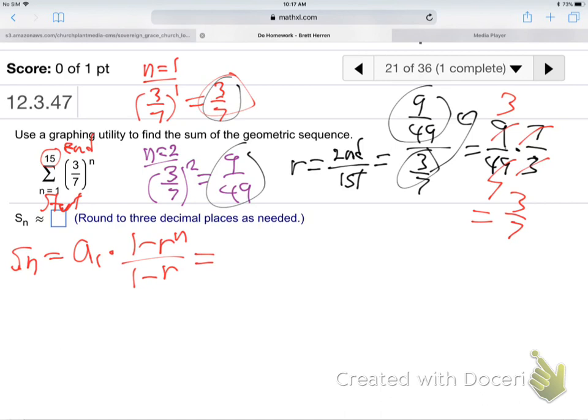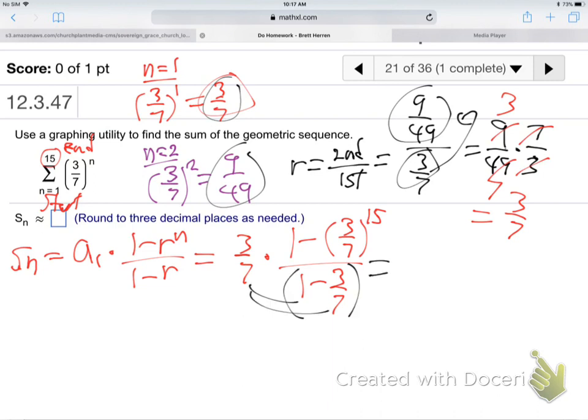So we've got 3/7 times (1 minus (3/7)^15) over (1 minus 3/7). If you can just type that whole thing in like that, if you're good at that, great, but that's a lot of parentheses and stuff. It might help you to do one step of hand simplification to make the calculator entry easier. I definitely would.